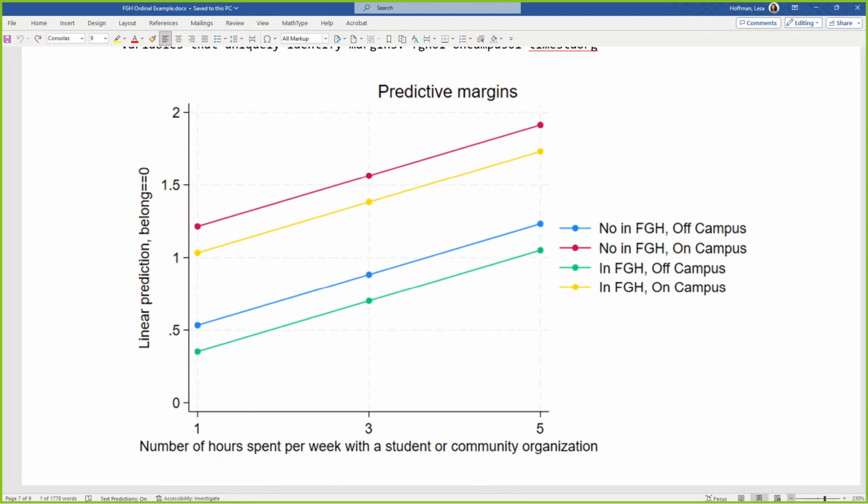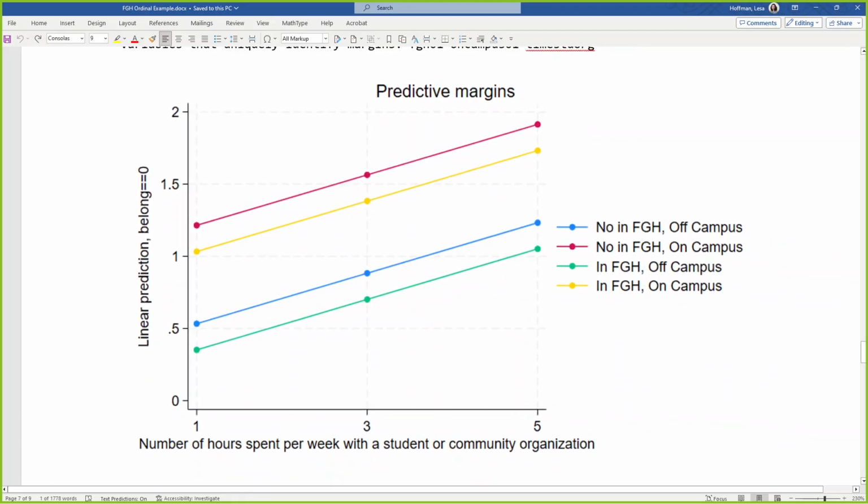In this model, this model is assuming that home visits are held constant because I didn't produce a margin for those things. And I just chose community or student organization because I thought it was more interesting. Any questions about the picture?